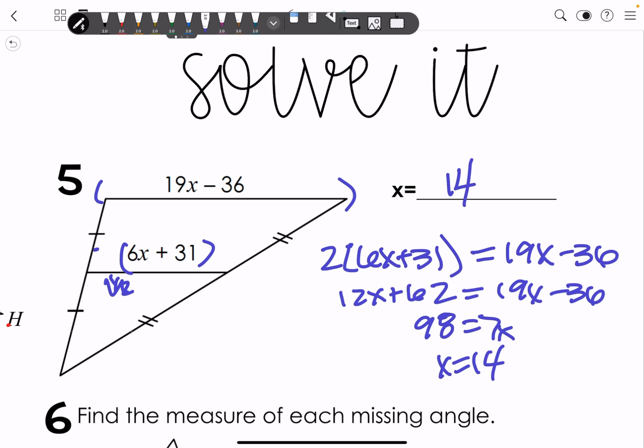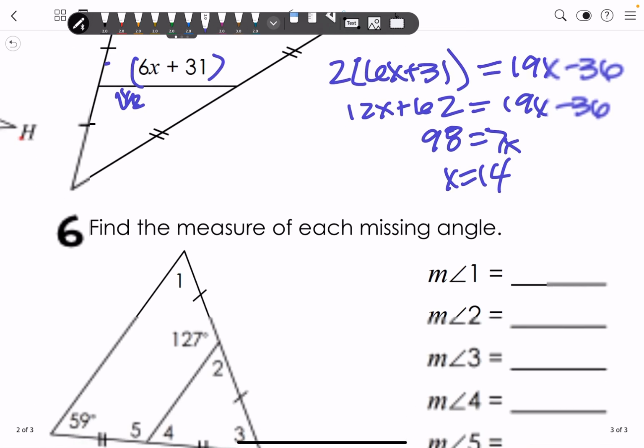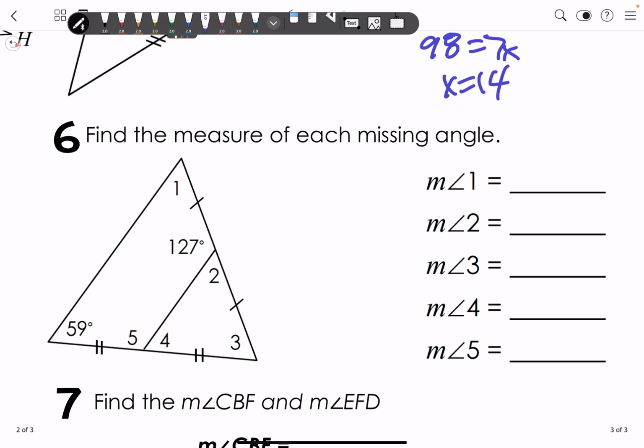Done. Super easy. Well, guess what? You also have those parallel lines. That's the second part of that theorem. So you can use that to help you find your different missing angles here. I'm going to start off with 127 here.